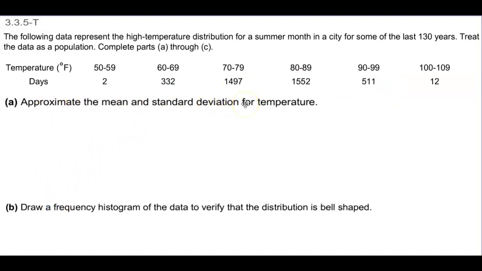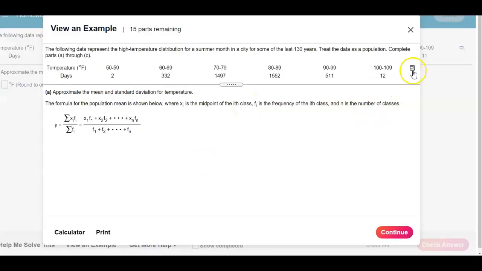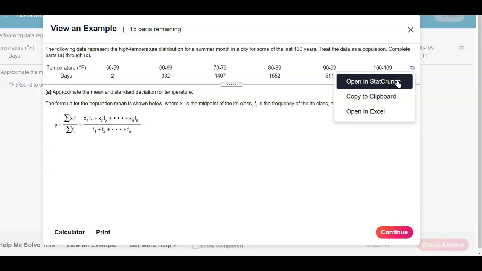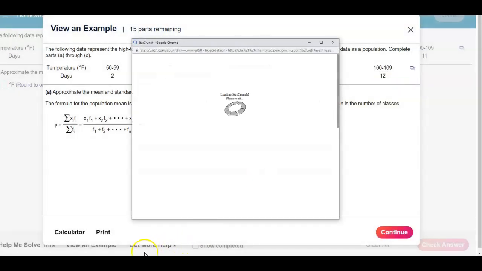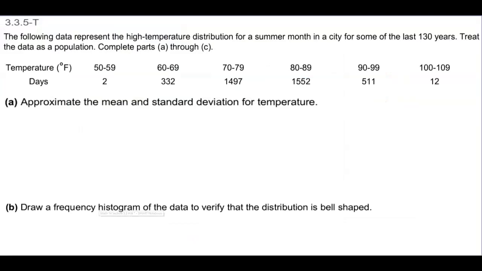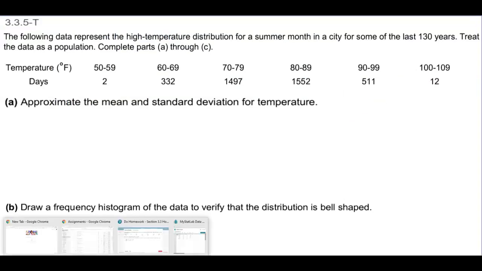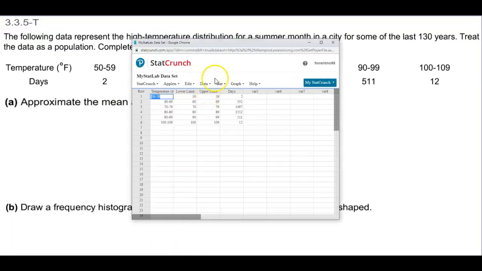So in this scenario, we're going to use StatCrunch to be able to do that. So I'm going to open this up. Okay, we're going to open up our data in StatCrunch. So I'm going to go ahead and do that. And then I'm going to come back to the screen here. Okay, so there's our data.